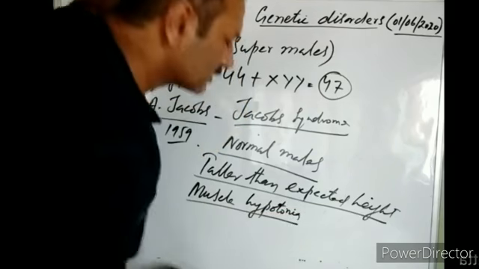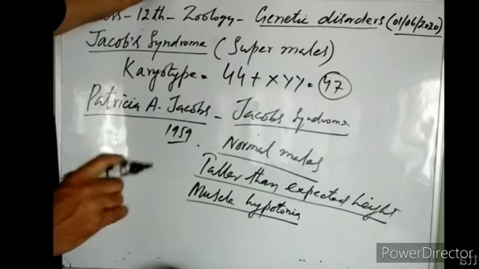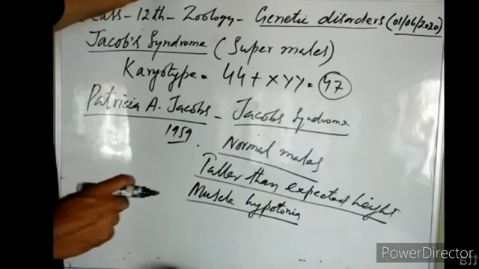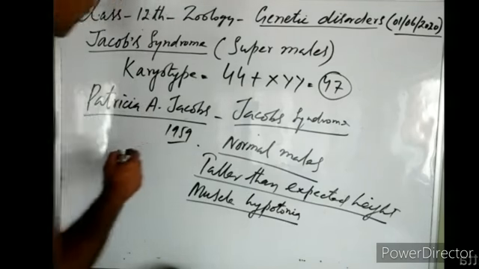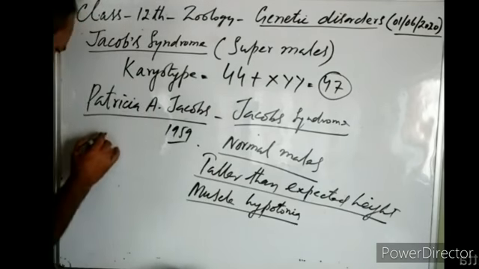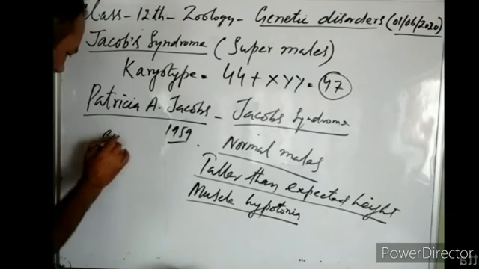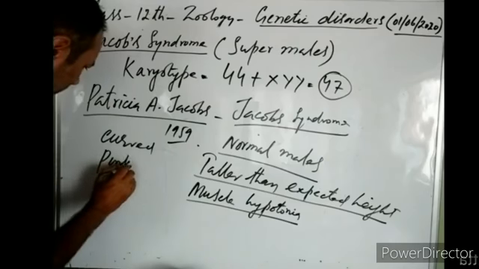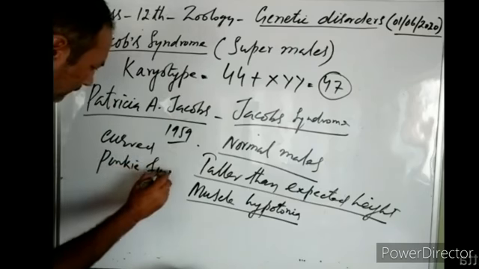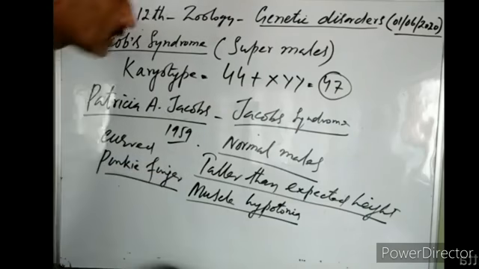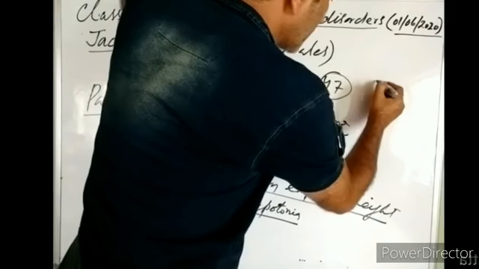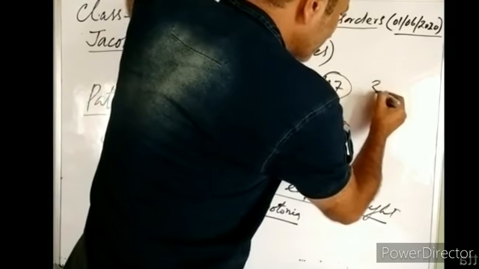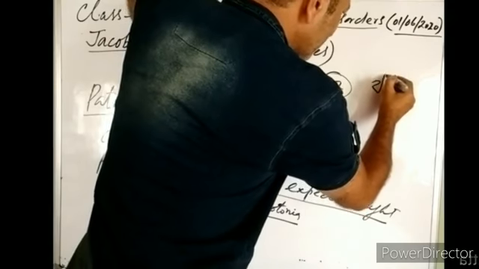Muscle hypotonia means low muscle tone, weak muscle tone. That means they may have some weak muscles sometimes, right? They may also show a curved pinky finger. The pinky finger is the little finger of our hands. So they have this little finger curved.